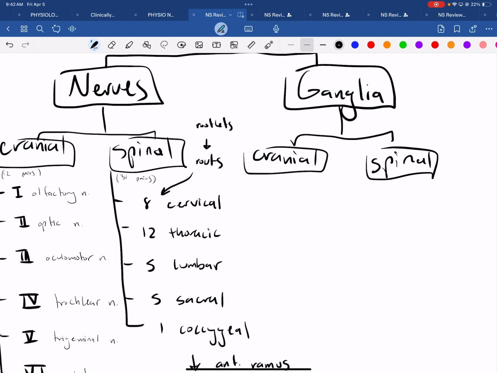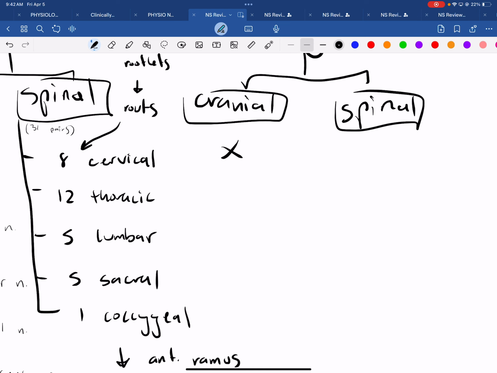Okay, there are also ganglia. Cranial ganglia, let's not talk about them. And then there are spinal ganglia. What's the name of the ganglia that are immediately adjacent to the spinal cord, lateral to the spinal cord? They contain the cell bodies of unipolar neurons. These are the posterior ganglia, so the posterior or dorsal root ganglion.